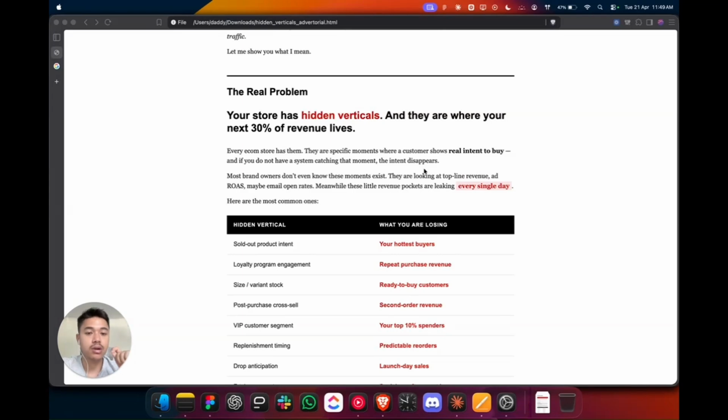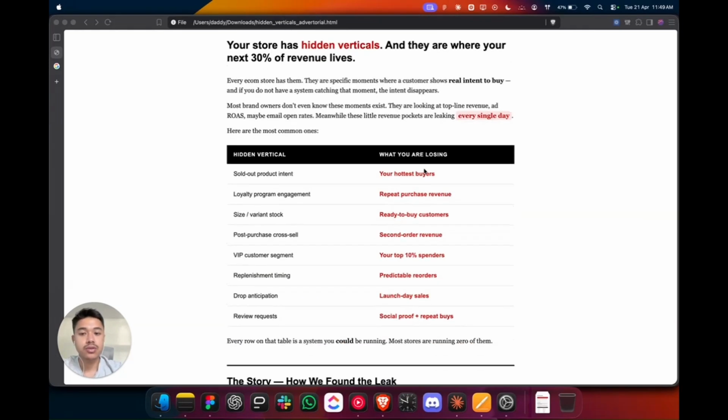They are looking at the top line revenue and ROAS, maybe some kind of email open rates that is just a vanity metric at this point. And meanwhile, these little revenue pockets are leaking every single day. Here are the most common ones, the hidden verticals. Sold out product intent, what you are losing, hottest buyers.